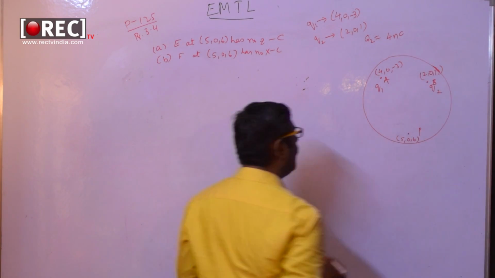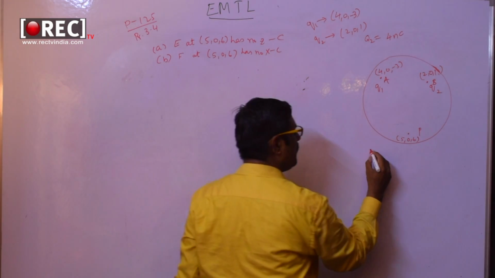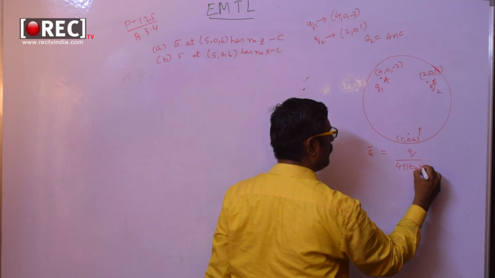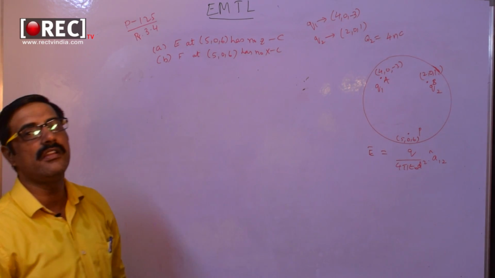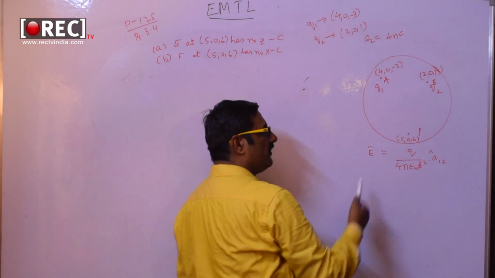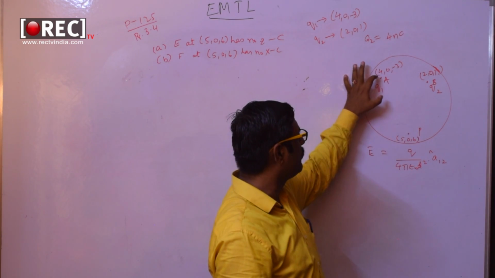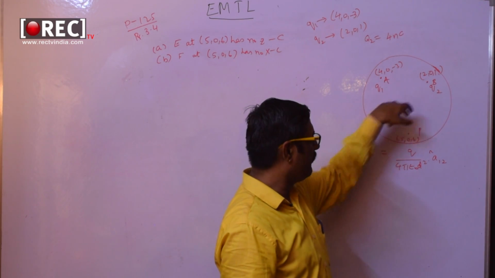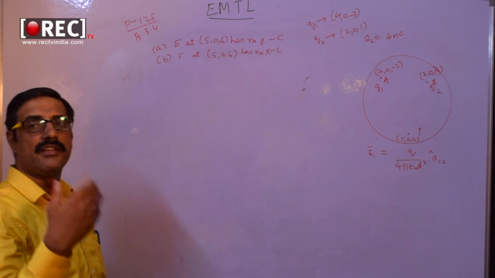Okay, now the electric field intensity due to a point charge, the general formula is given by E bar is equal to Q by 4 pi epsilon naught into D square into A12 cap. So this is the general formula for E bar when a point charge is given. Okay, so here at point P there would be two components of electric field intensity. One component is due to the charge at A, which is Q1, and one component is due to charge at B, which is Q2.